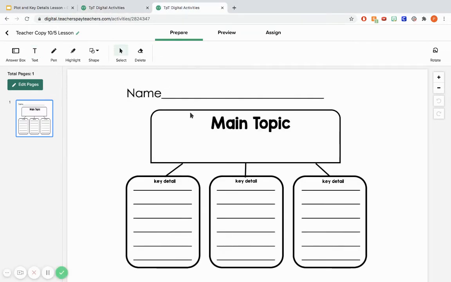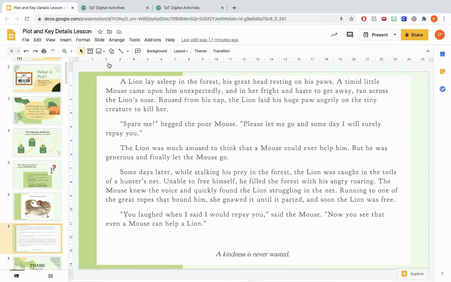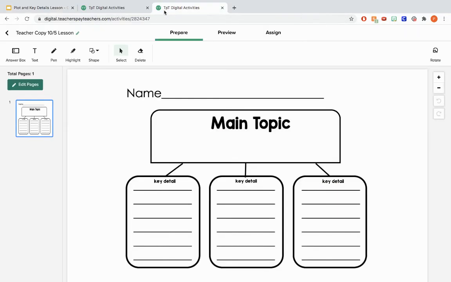Let's look really quickly at our main idea or topic, and then the details that help us understand this better. So let's look back at our story. And I think down here, they kind of put a moral. A moral is a lesson that we can learn. It says, a kindness is never wasted. So in this story, the lion was kind to the mouse, and he was repaid later on in the story by the mouse.